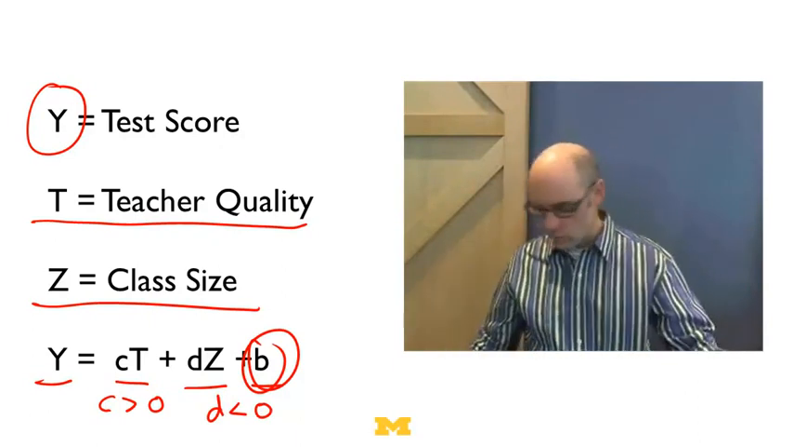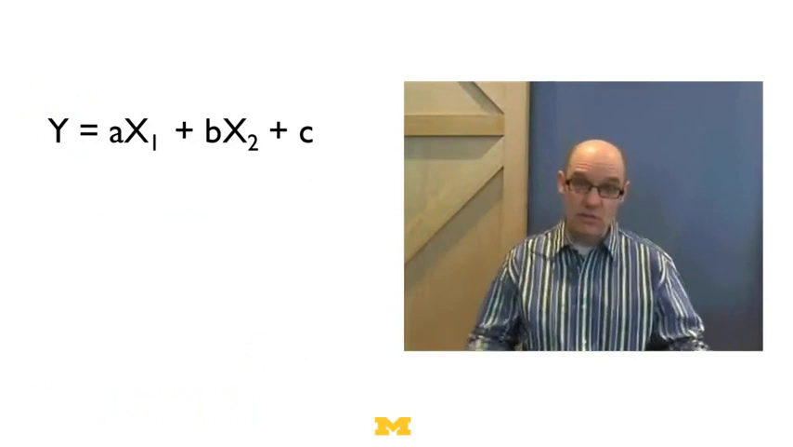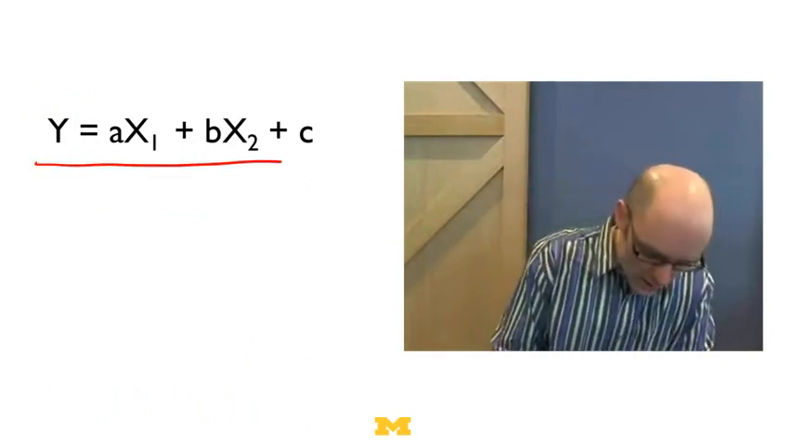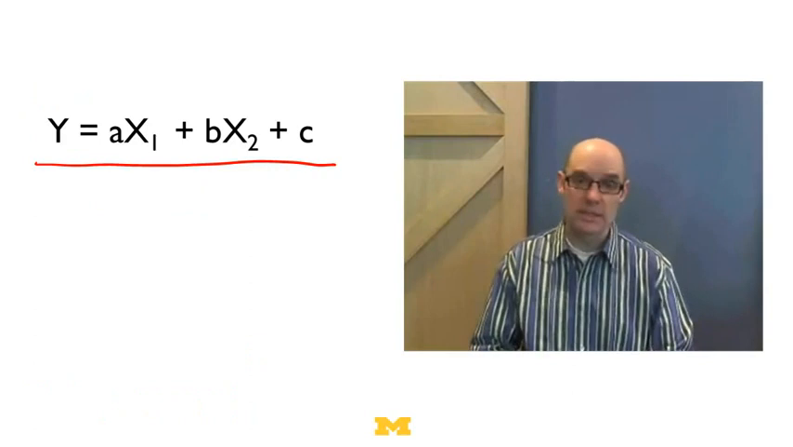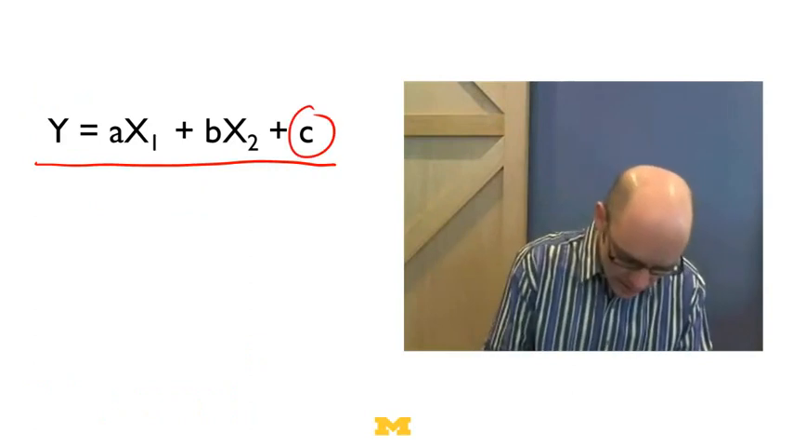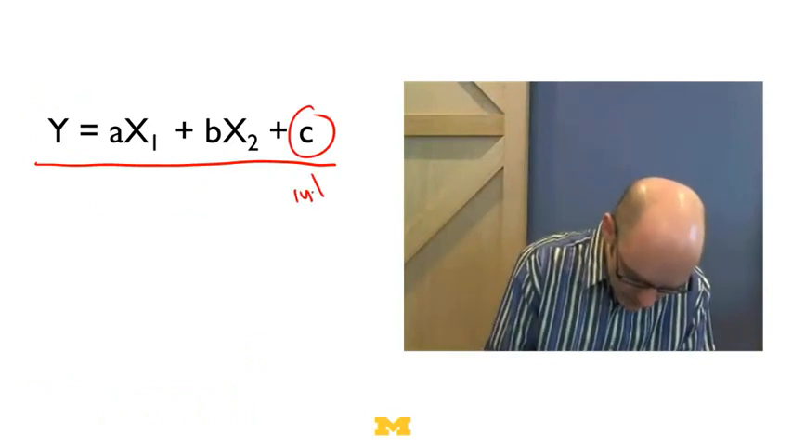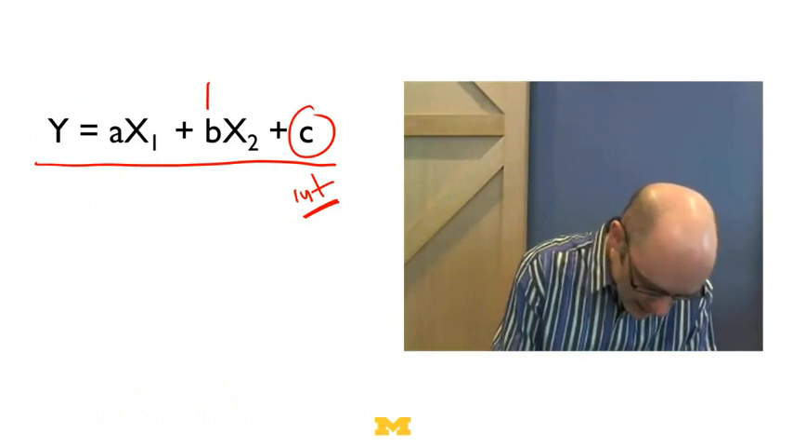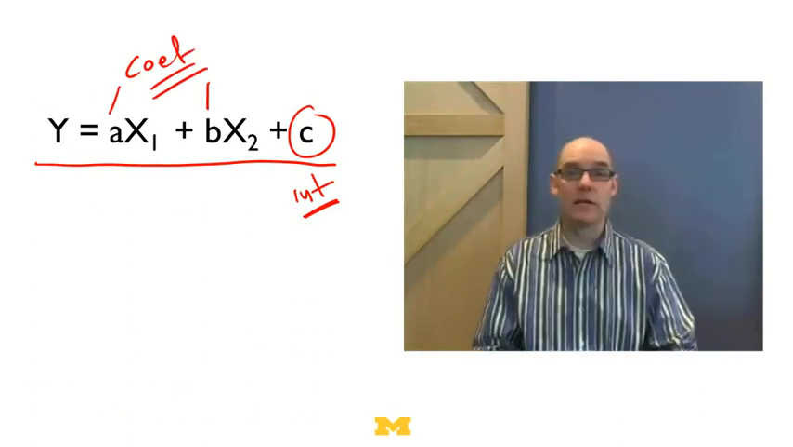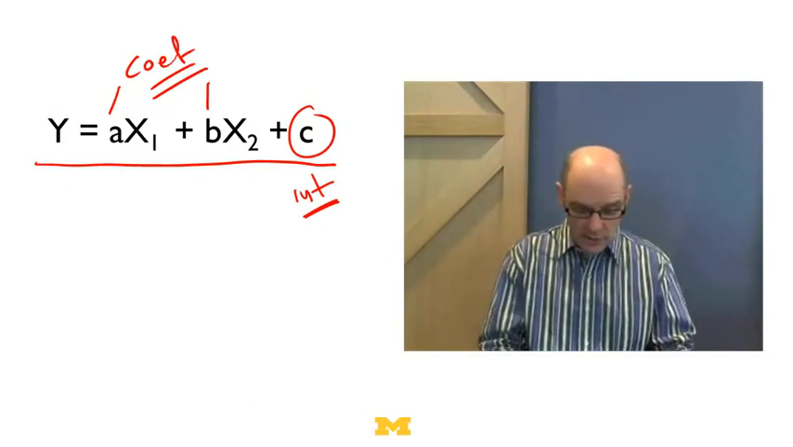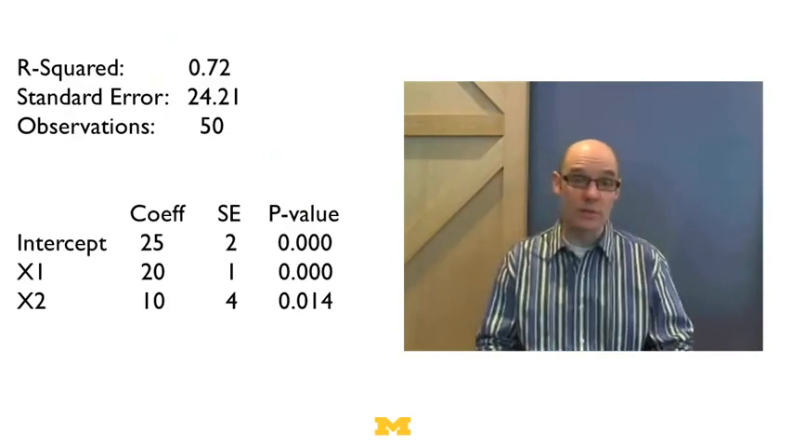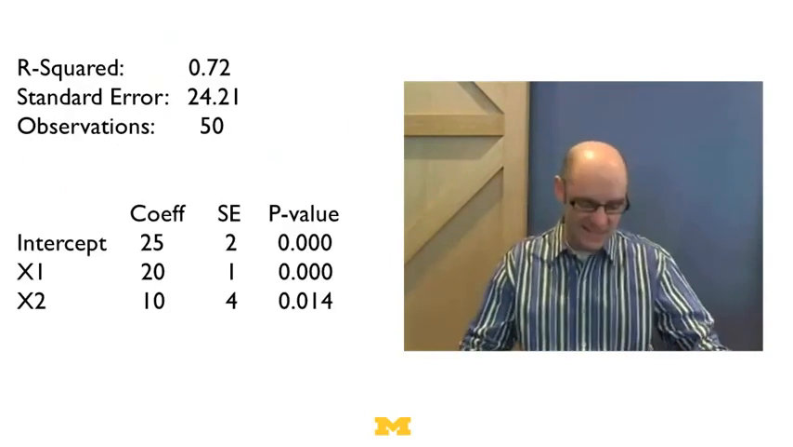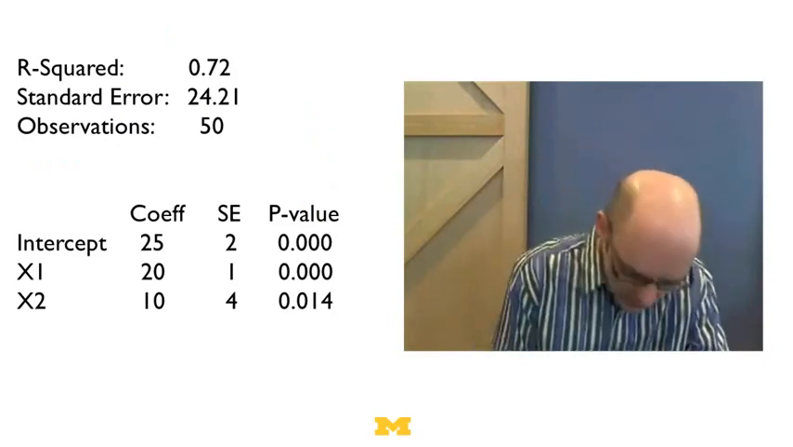So let's go back and take just a generic model where we have y equals ax1 plus bx2 plus c. So c here is going to be our intercept. And a and b, these are the coefficients of our independent variables. What we want to do is look at the output, which is going to tell us something about those coefficients. So here we go. Here's some regression output. Looks a little scary, but let's just relax a second.